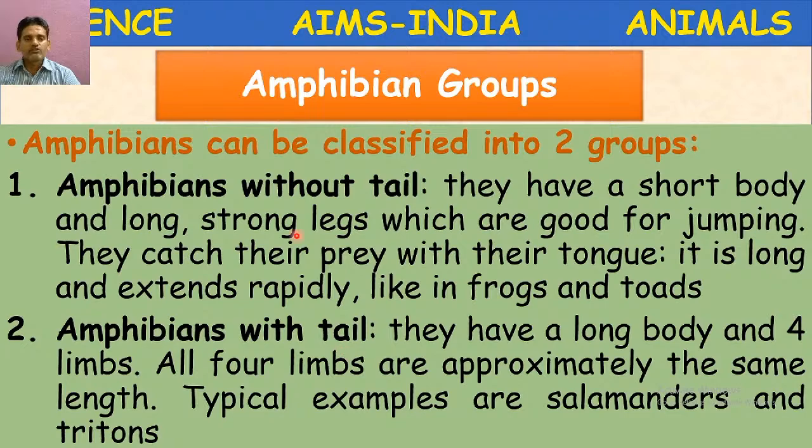So what are the 2 groups of amphibians? Amphibians without tail and amphibians with tail. Amphibians without tail, example, frogs. Amphibians with tail, example, salamanders. What are amphibians? Amphi means both. Bios means life. The vertebrates leading 2 lives, or the vertebrates which show dual life, are called amphibians.